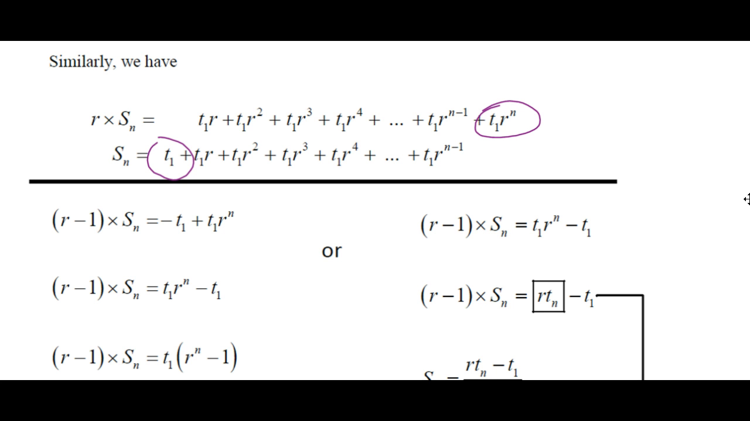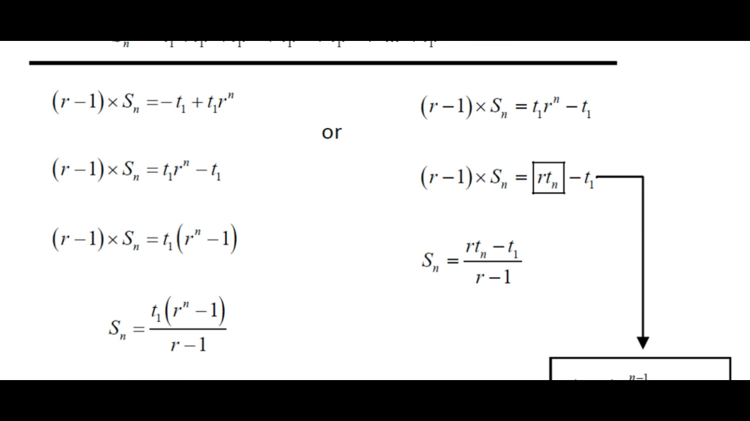So if we have R of these and we subtract one of these, we end up with R minus 1 of the series. And that's equal to negative T1 plus T1R to the n. And we do a little bit of working around here. So first we're just going to flip these guys. So T1R to the n minus T1 gives us R times this. We can factor out a T1, R to the n minus 1, and then divide by R minus 1 and get the formula for the sum of a series, right?